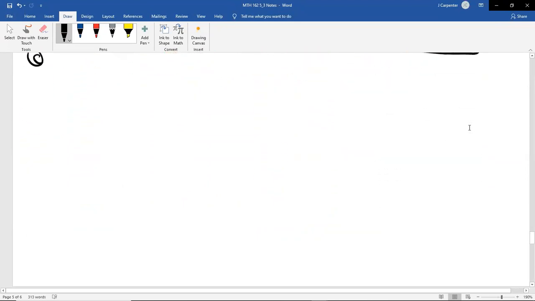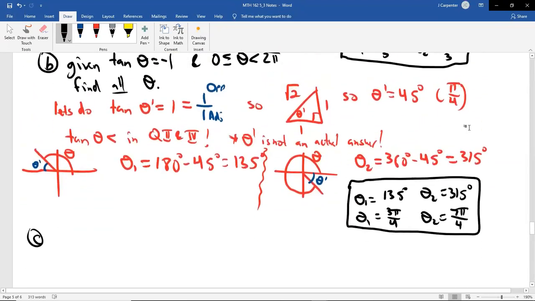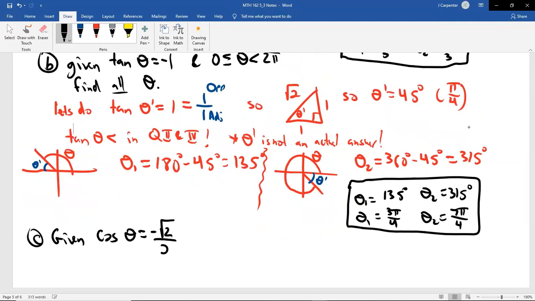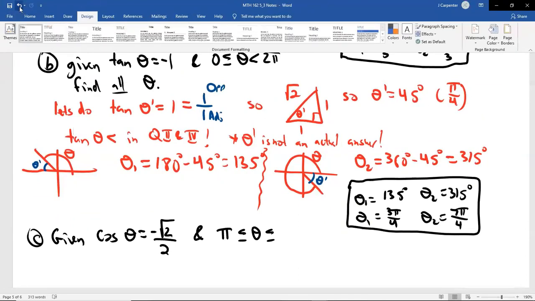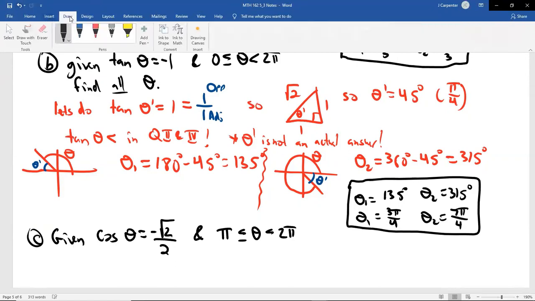One more. Enough room? Yes, enough room. So given that the cosine of the angle is equal to the negative square root of 2 over 2, and your angle is between pi and 2 pi, no or equals, bad habit of mine. Find all angles.